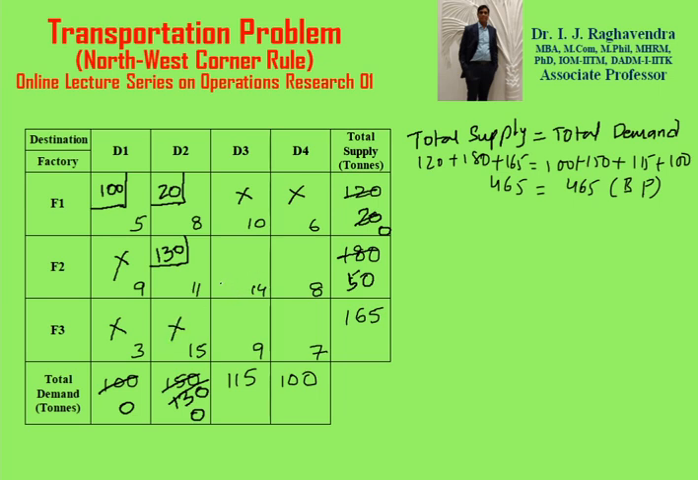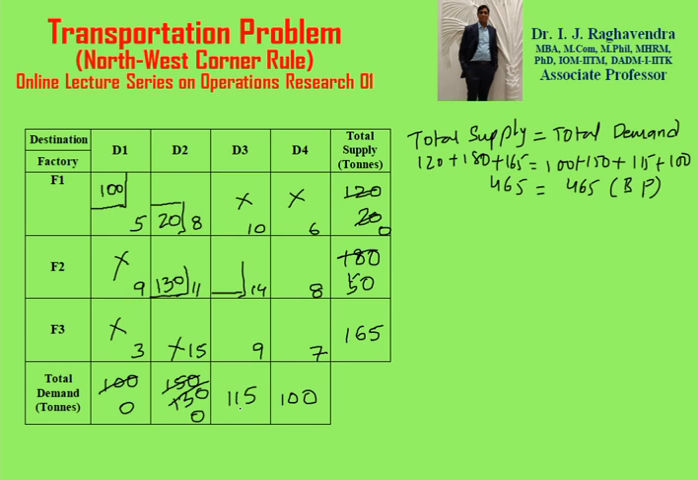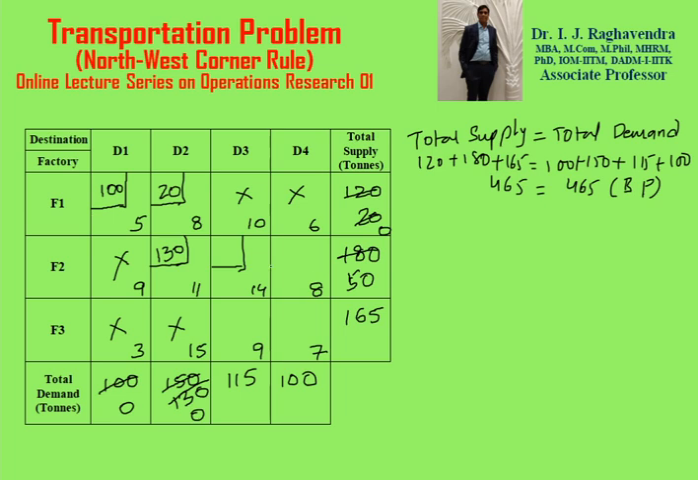The table is reduced to 2 rows and 2 columns. Again, the northwest direction of this table is F2 and D3. Now F2 total supply is 50 and D3 is 115. So we supply only 50 here. So 50 will become 0 and 115 will become 65. F2 remaining balance is 0, so it is not possible for F2 to supply anything additional to D4. So we do not consider this for the next level of calculation.